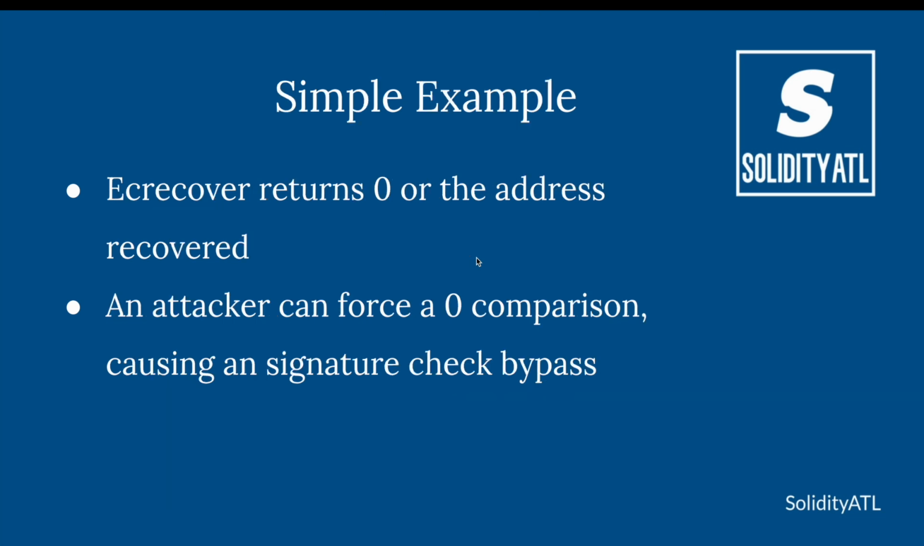All right, so in this example, ecrecover is used, and the developers failed to check what ecrecover returned. ecrecover returns 0, or the address recovered if successful. So 0 if false, and then the address that's attempting to be recovered if successful. In this attack, an attacker was able to force a zero comparison, causing a signature check bypass, which allowed them to essentially pass off as an authorized signature.